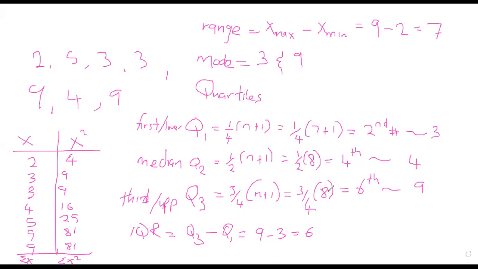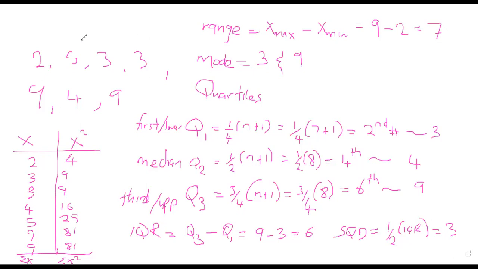Then there's also what we call the semi-quartile deviation. Semi-quartile deviation is half of the interquartile range. So half of 6 is what? 3. Half of 6 is 3.